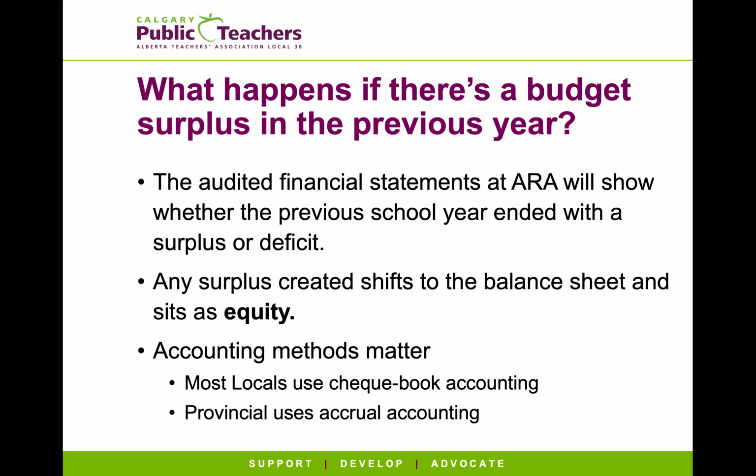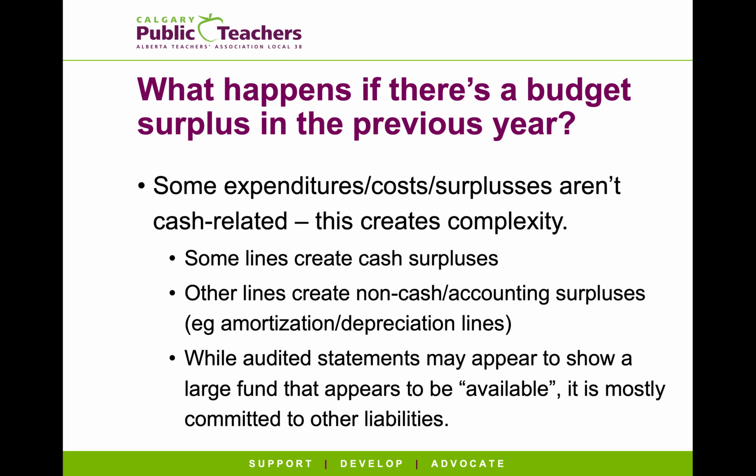It's important to note at this point that the accounting methodologies used by locals differ from those used by the provincial association. Most locals will use what's called checkbook accounting, where there is a single fund and there are various debits and expenditures and revenues that are collected that modify that single total. However, provincial uses what's called accrual accounting, which is a process and methodology that is more common for larger organizations. This creates other non-cash lines.